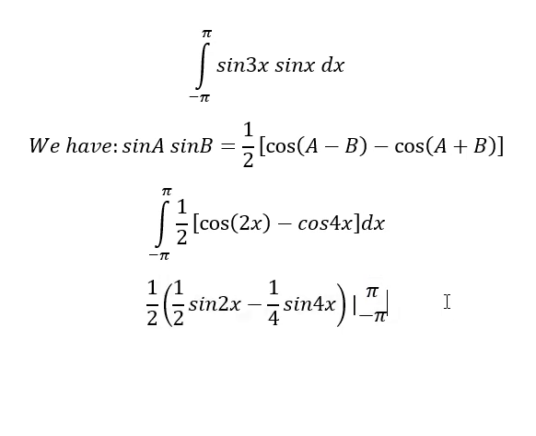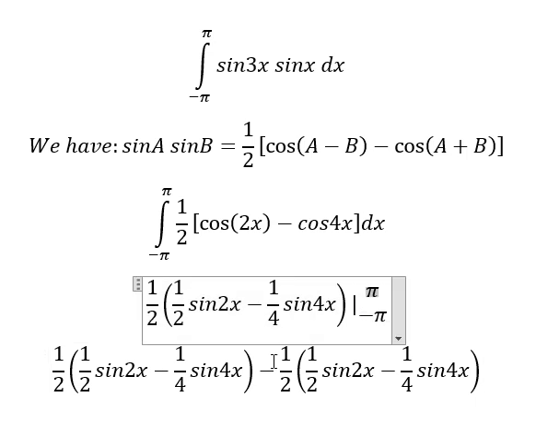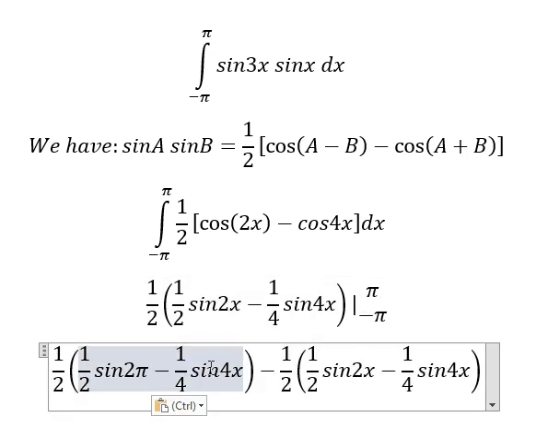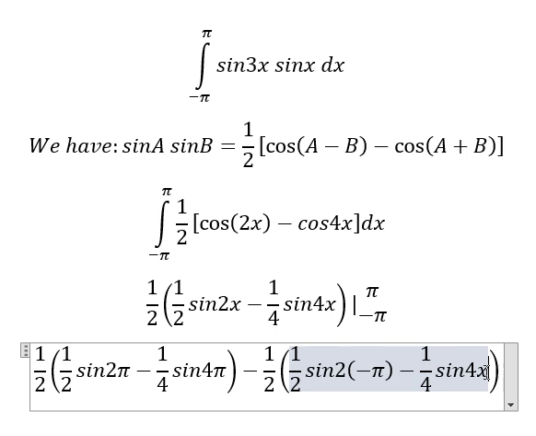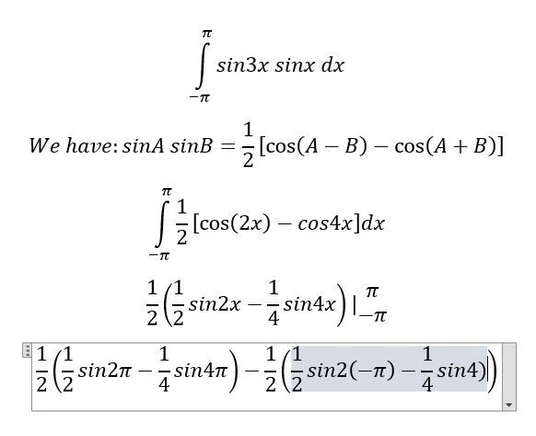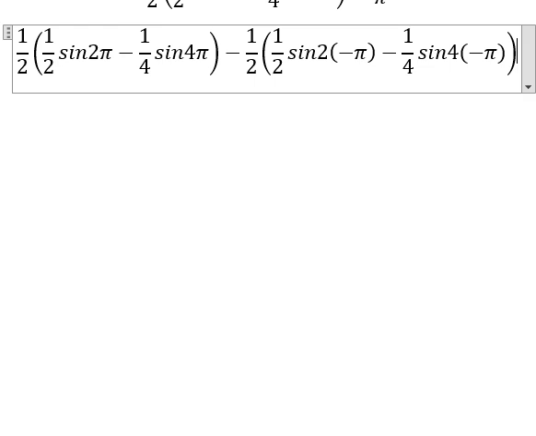So we put b gone here and negative b gone here. So we calculate this one and we have number 0.